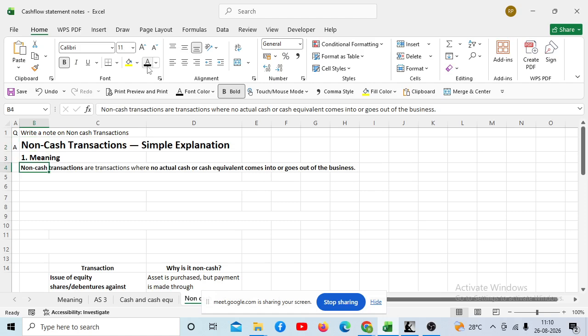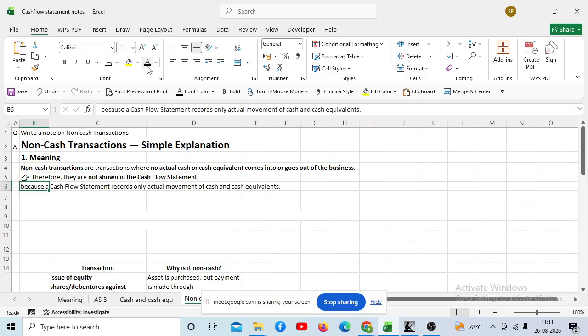Okay, so see, non-cash transactions are transactions where no actual cash or cash equivalent comes into or goes out of the business, right? Means there are some transactions where cash is neither coming into the business nor going out from the business. So such transactions are called as non-cash transactions. Okay, so why you should know this, therefore they are not shown in the cash flow statement, right? Means what? Since there is no flow of cash, neither the cash is coming in nor going out.